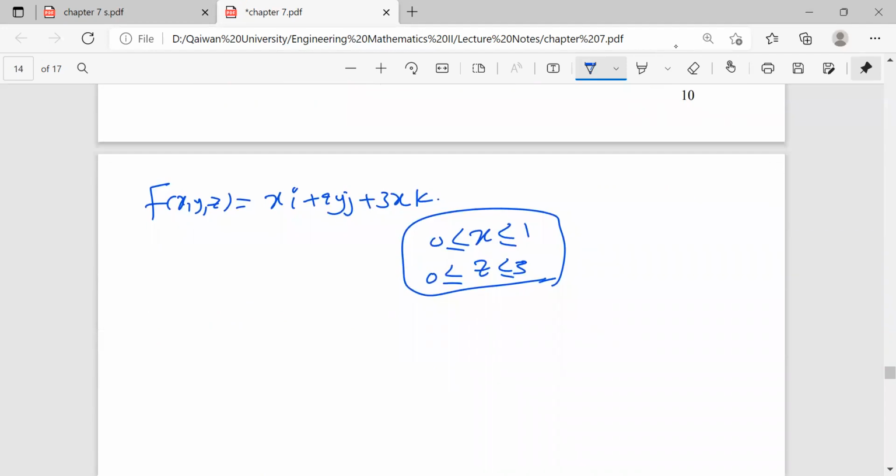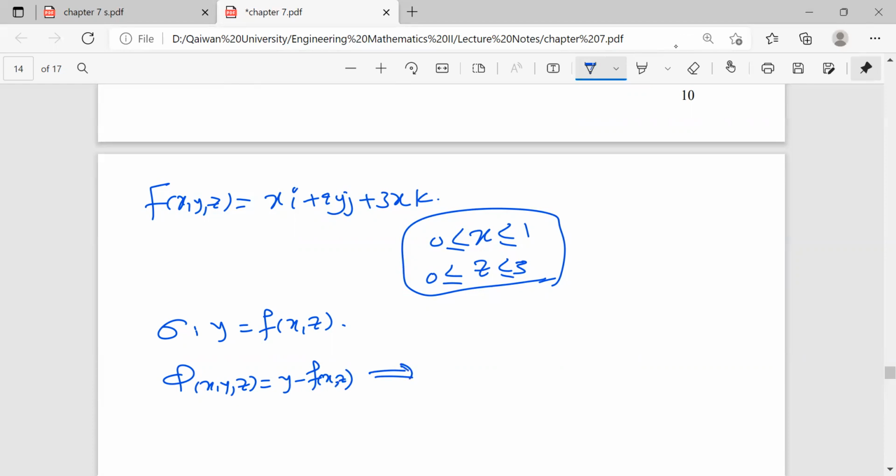And since we have no y, that means the surface is a function of x and z. And here we say sigma: y equals a function of xz. It's a function of xz, and the function is a constant. And phi of xyz equals y minus f of xz.